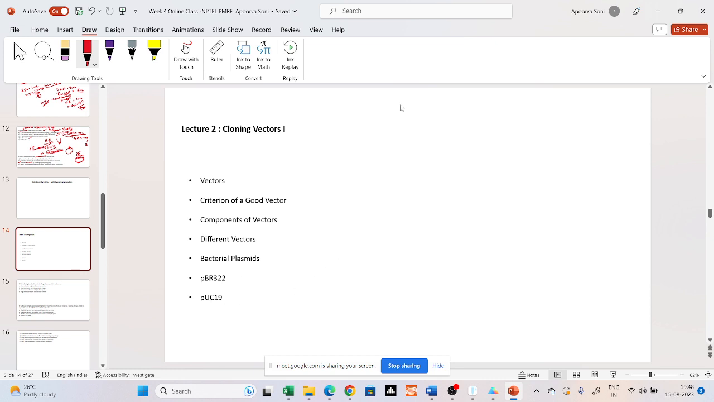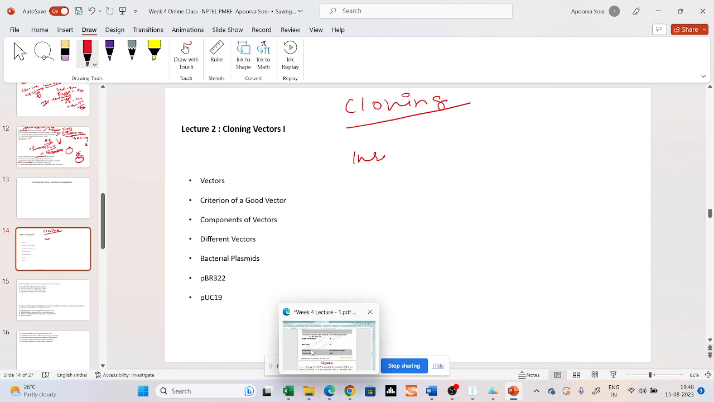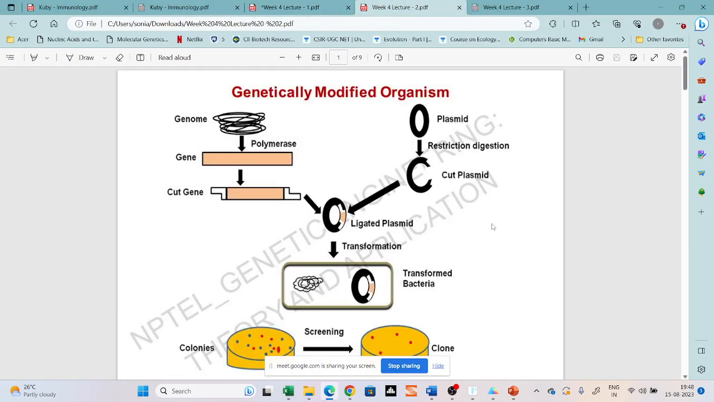One thing you have to remember is, what is the function of vectors? Whenever we are dealing with cloning, this module is about genetic engineering. Genetic engineering means that you are inserting a foreign DNA into another organism or host. For inserting a foreign DNA, you have to first cut the DNA and you need a vector. So you need an insert. I'll just show it with the help of the diagram that sir has made. For genetic engineering means you are producing a genetically modified organism.